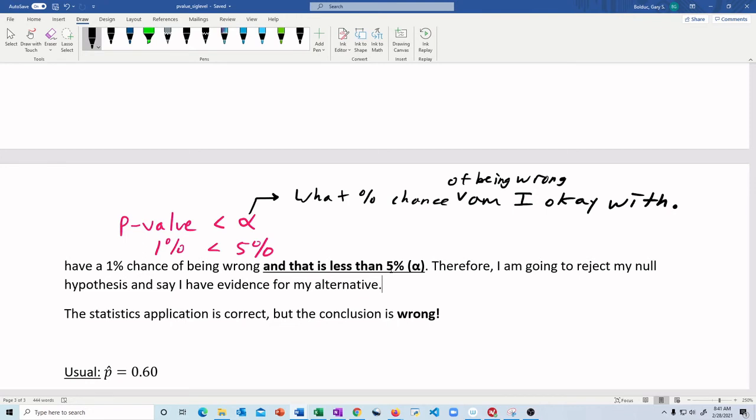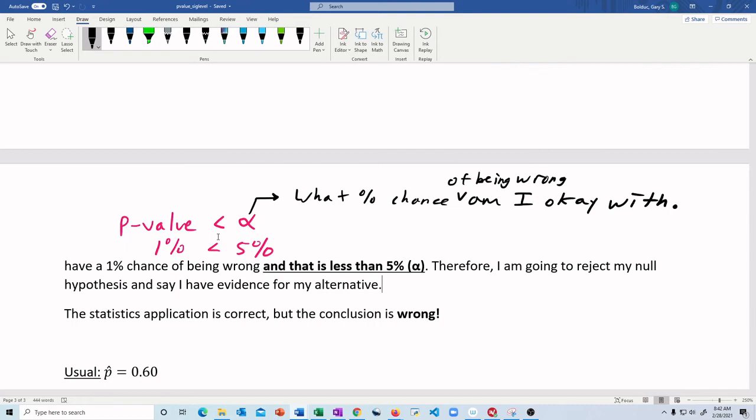So if I calculate my p-value and I'm less than that, I'm saying, okay, well, I set up 5% at the start. I'm okay as long as I'm within that range of wrongness. My p-value is 1%. That's less, so I'm in my range. All right, I'm going to reject. I know I could be wrong here, but my percentage chance of being wrong by rejecting the null is less than my allowed cutoff. And so now, hopefully you can see why I might want to change alpha, depending on the situation.